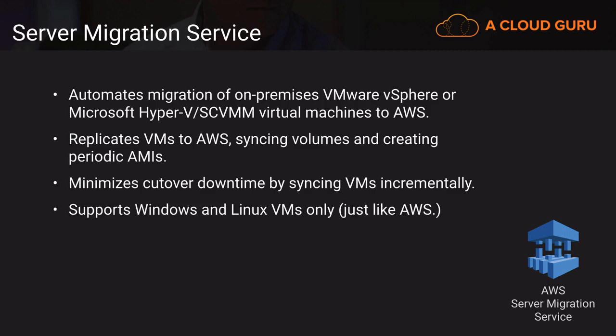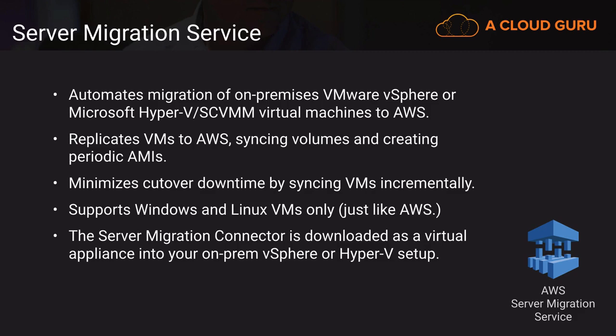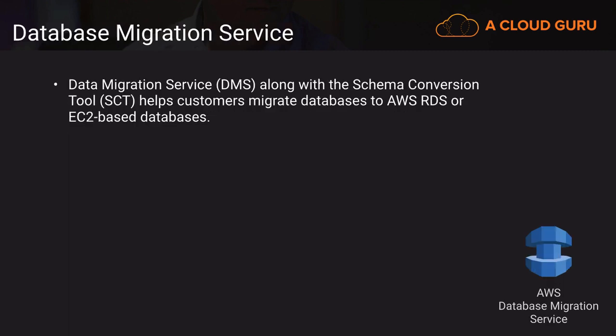It only supports Windows and Linux VMs. That's just because AWS only supports Windows and Linux operating systems. Now the Server Migration Connector is just downloaded as a virtual appliance, and you stand it up on your on-prem vSphere or Hyper-V setup.